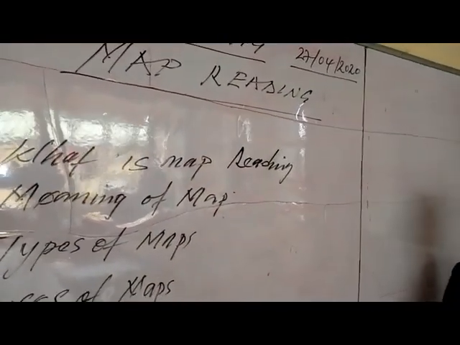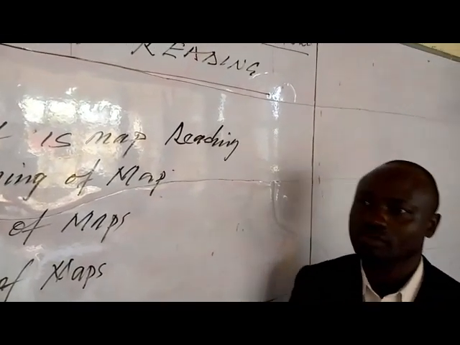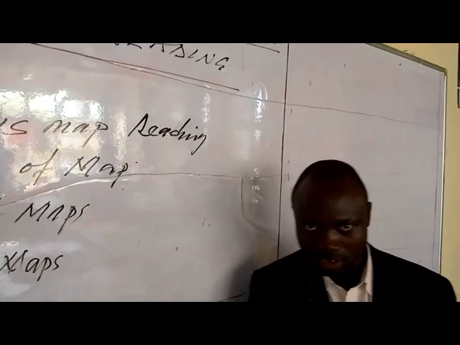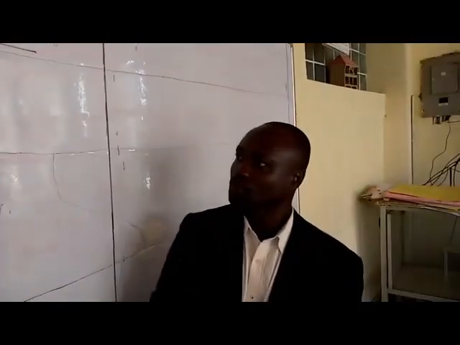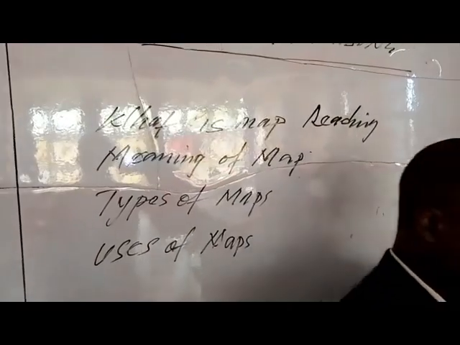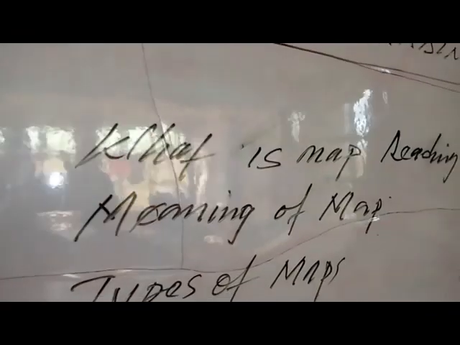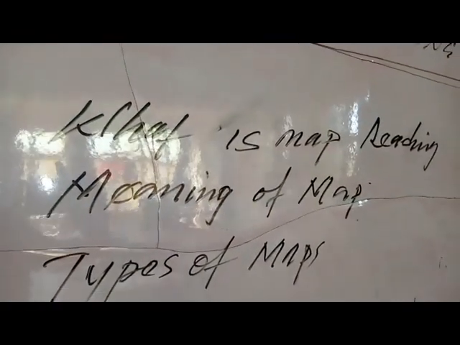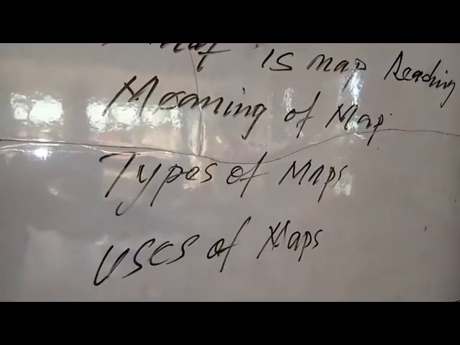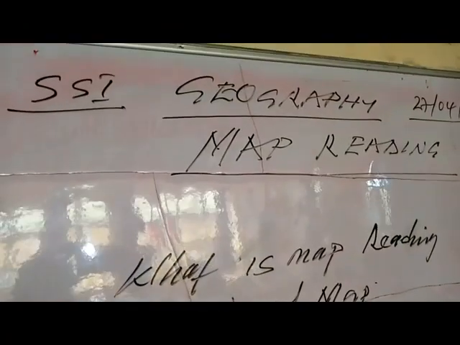To present to you a topic, map reading, going by the content of the scheme of work for the third term. First and foremost, we need to understand what map reading is, and why we need to learn about map reading, and also the meaning of map itself, types of maps, uses of maps.